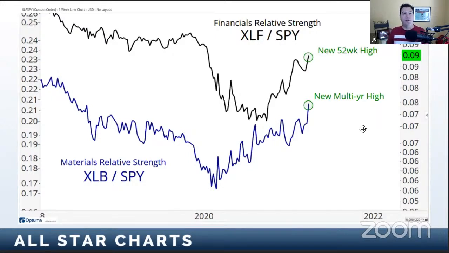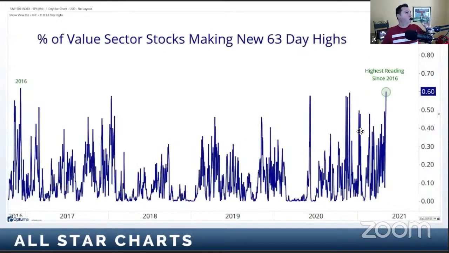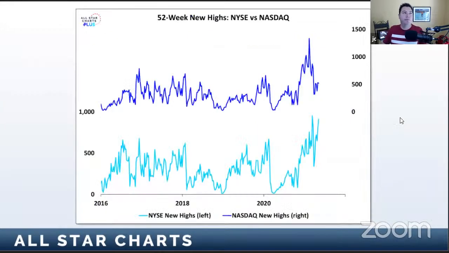It was energy, materials, industrials, financials, international, emerging markets. Those were the areas that were leading early on in my career, right? 2004, 2005, 2006, and we're seeing the same thing now. Meanwhile, we just got a breadth thrust in the value stocks. So these are the value stocks making new 63-day highs, the highest reading in half a decade. And what do we know about breadth thrusts? We know that they tend to occur near the beginning of trends, not near the end of them.